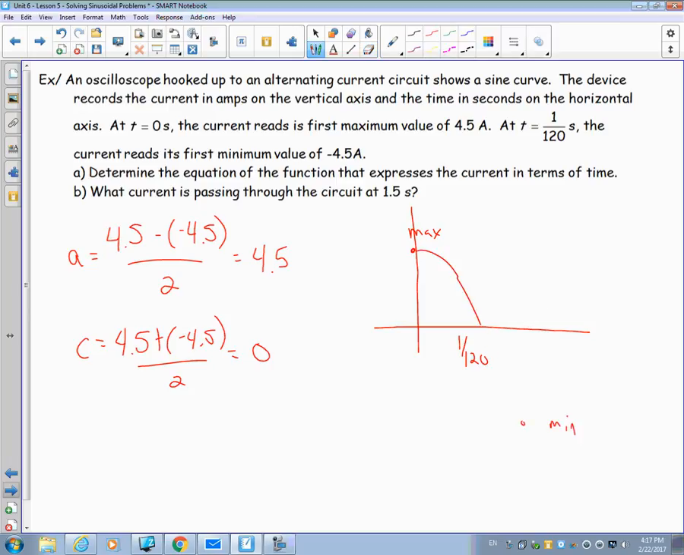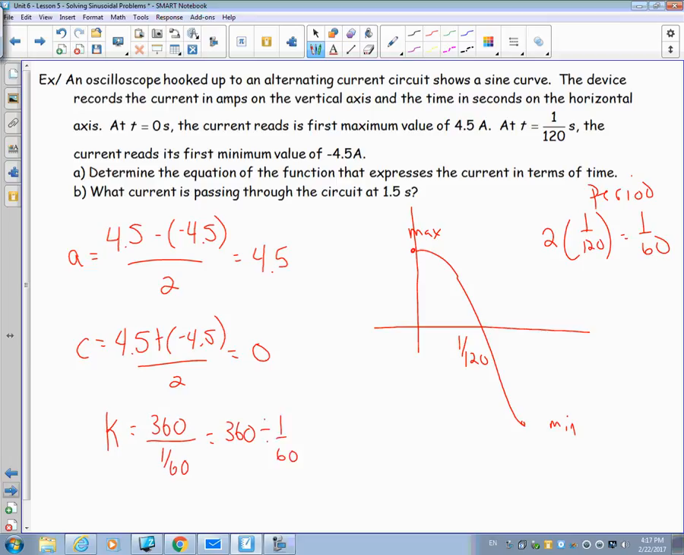Okay, so it takes that long to do half a cycle. So a whole cycle would be 2 times 1/120th, which is 1/60th. There's our period. That will get us K. K will be 360 divided by 1/60th, which you know from fractions means we're dividing by a 60th.